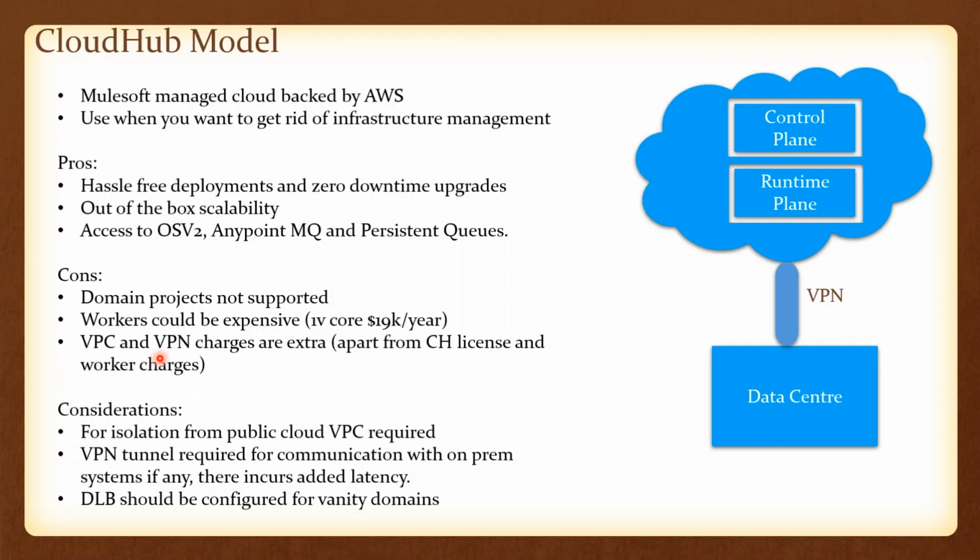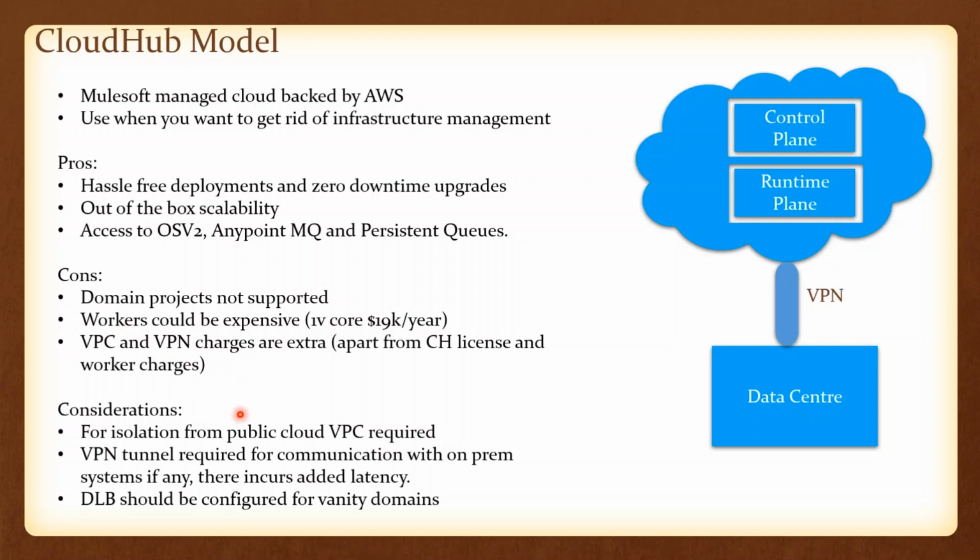VPC and VPN charges are extra. Like I said, if you want to securely connect to your data center from the CloudHub, you need to have a VPC. And then if you want to have a dedicated load balancer, again you need a VPC and a VPN also. So those charges are extra, so you might want to consider those as well.